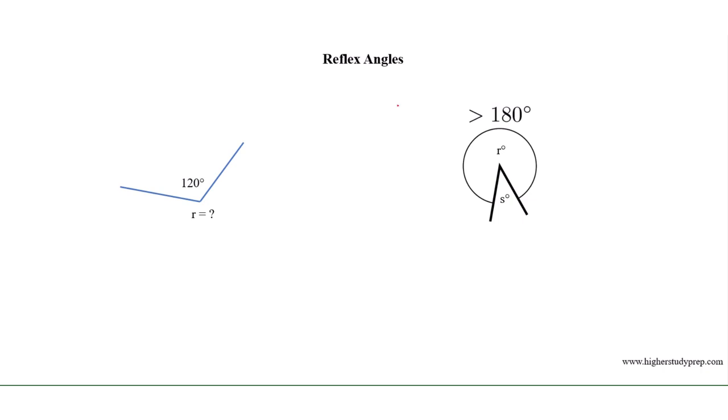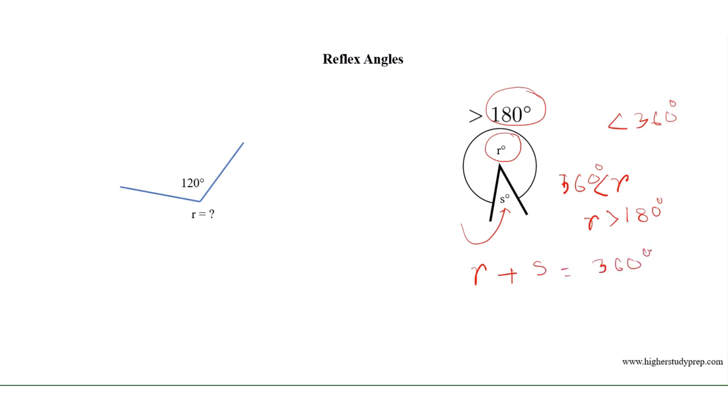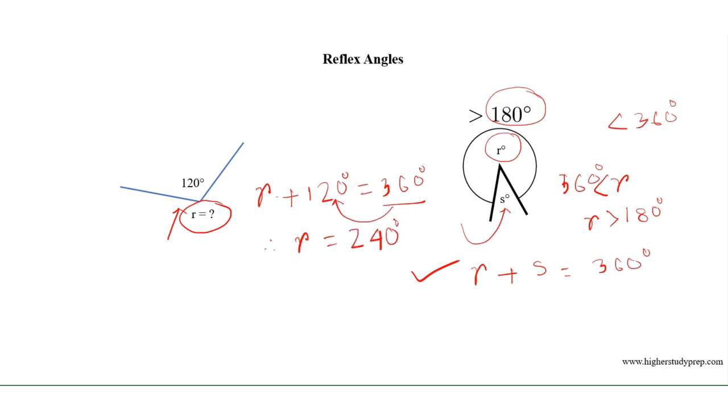Reflex angle. Angles larger than a straight angle, that is 180 degrees, and less than 360 degrees are called reflex angles. In this figure, R is a reflex angle, where R is less than 360 degrees but R is greater than 180 degrees. Considering S, the definition of a reflex angle helps us to write R plus S is equal to 360 degrees. So in this figure, the unknown value of R can be obtained by this formula, where R plus 120 degrees is equal to 360 degrees. Therefore, R is equal to 360 degrees minus 120 degrees, which is 240 degrees.